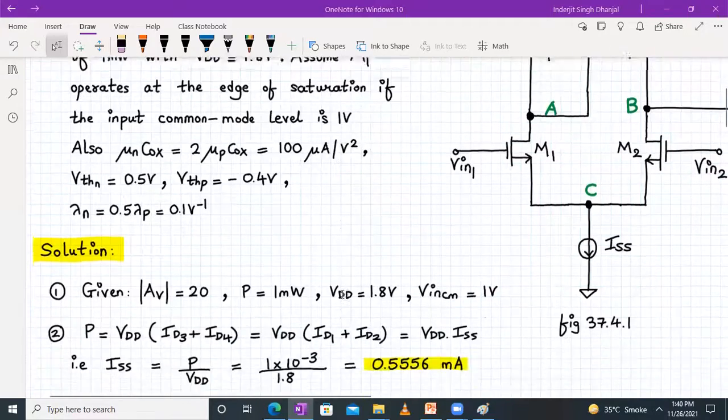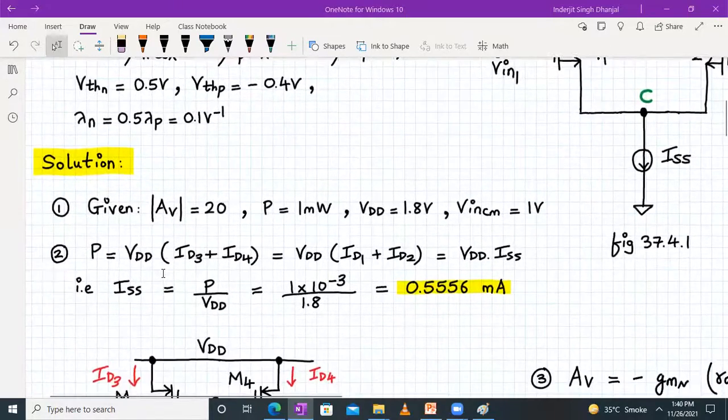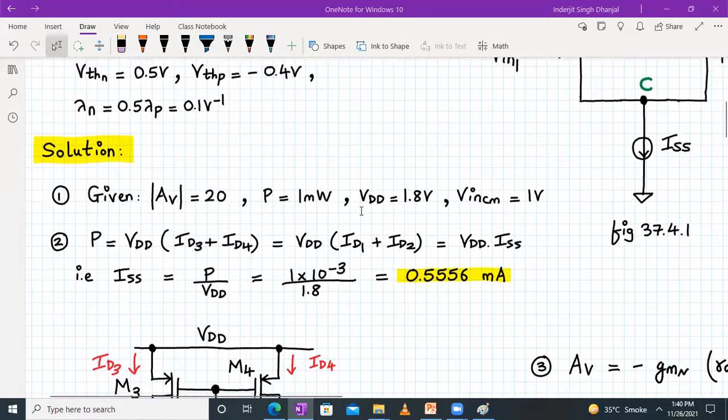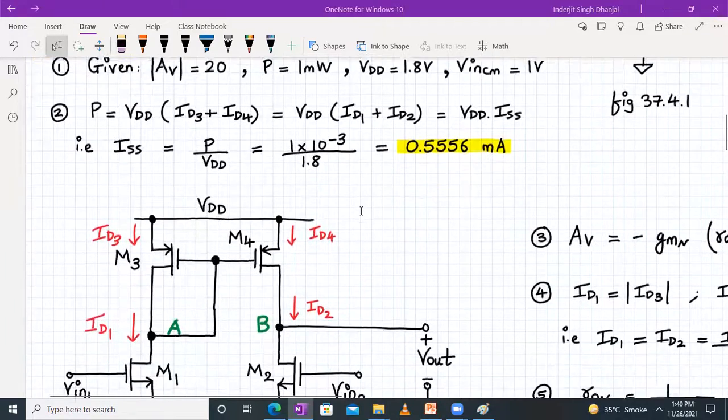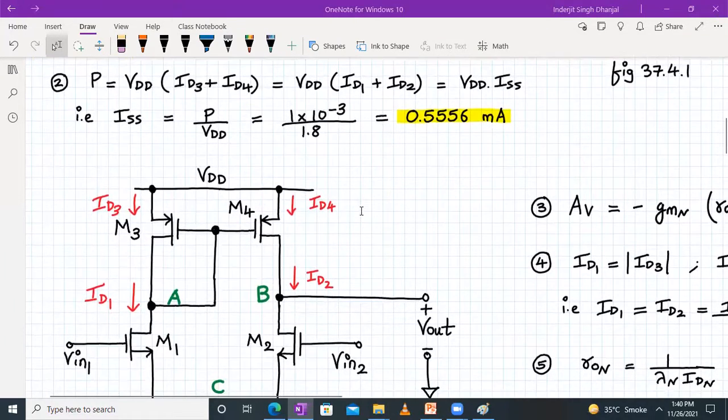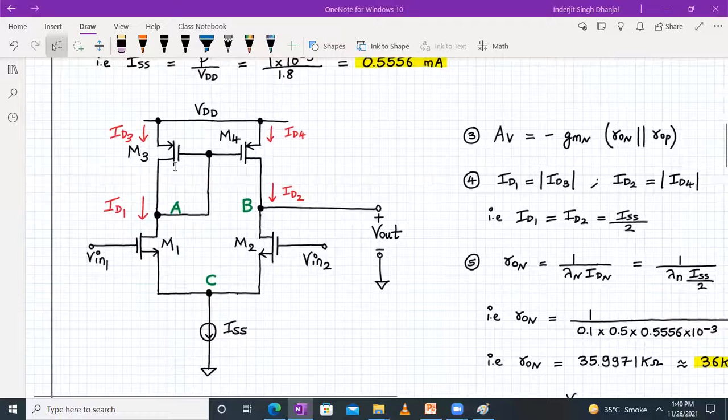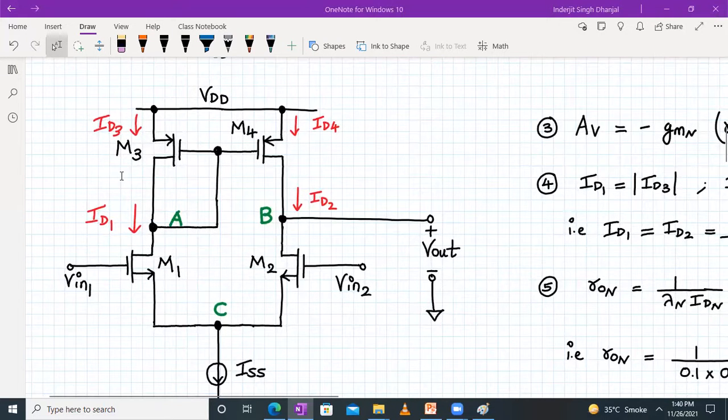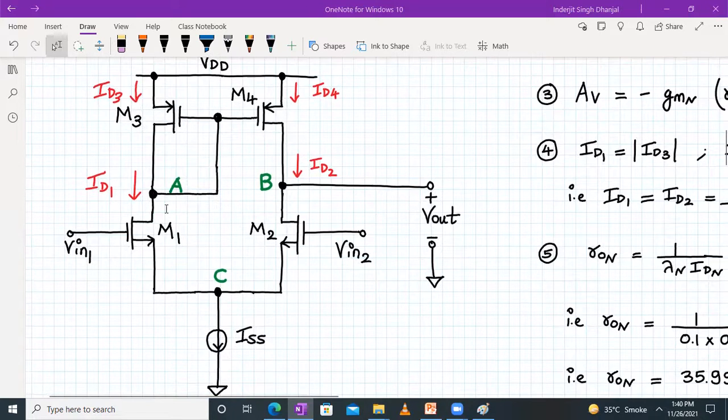So let's begin. We have been given the voltage gain as 20, power is 1 milliwatt, VDD is 1.8 volt, and common mode input is 1 volt, right? And we have to find the value of ISS from the power. So basically in the circuit, we can see that M1 and M3 are in series, so ID1 and ID3 will be equal. M2 and M4 are in series, so ID2 and ID4 will be equal, right? And ID1 plus ID2 will be equal to ISS, which we know already.